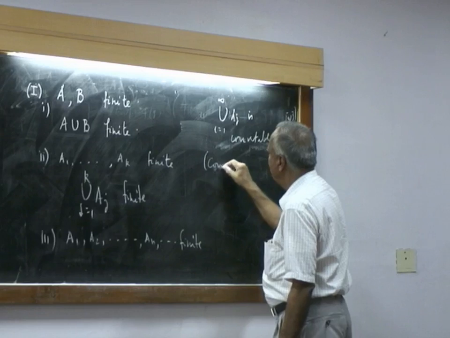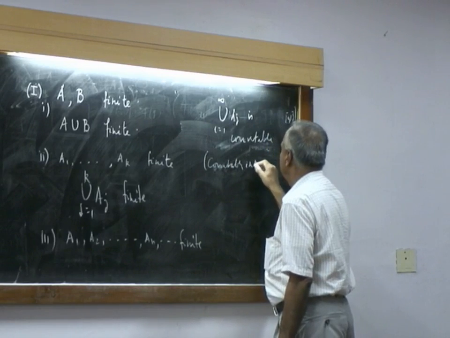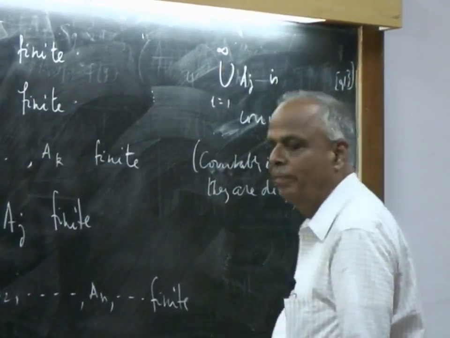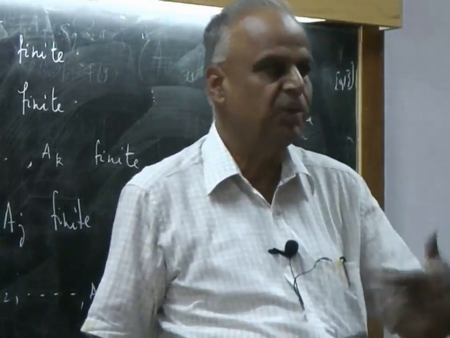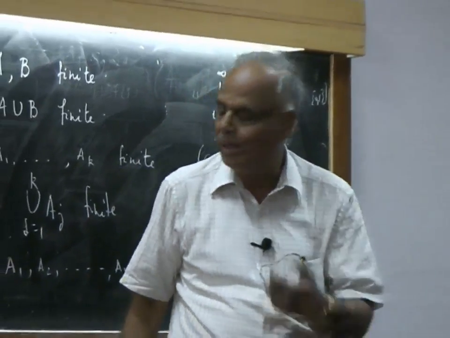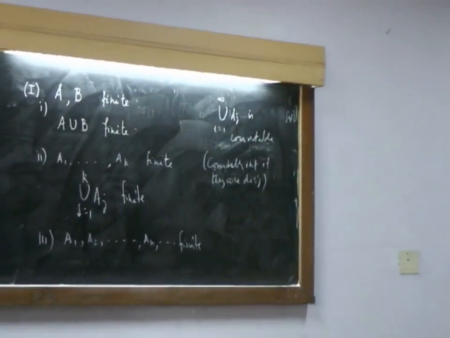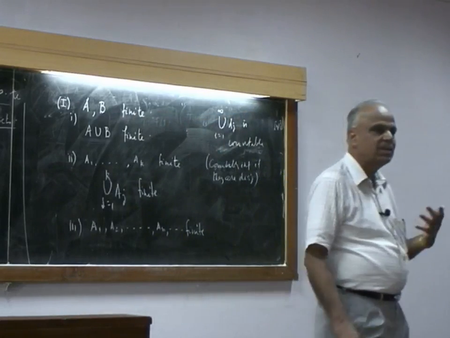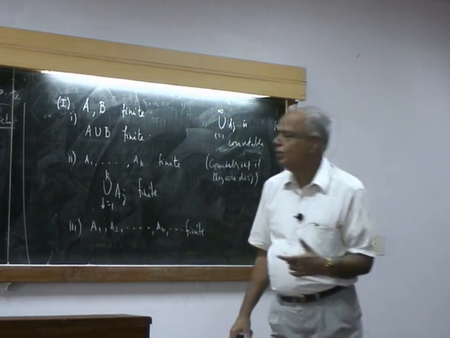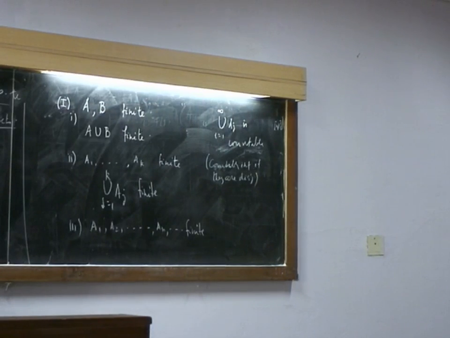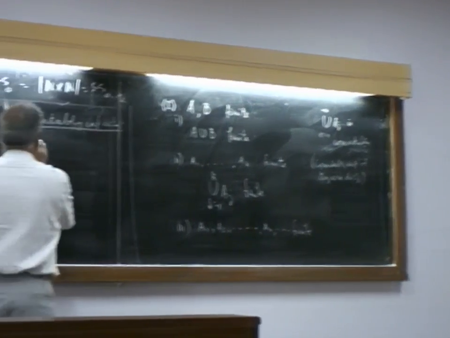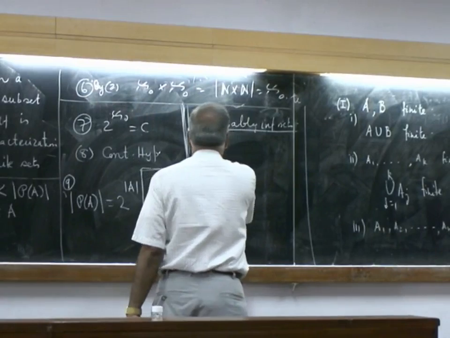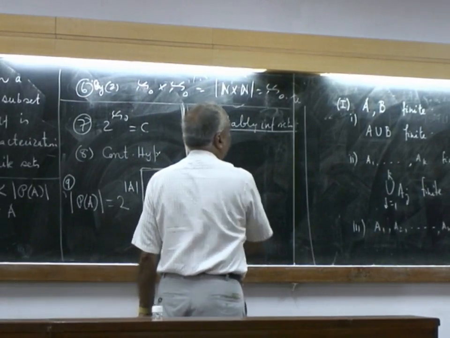And countably infinite if they are disjoint, for example. If they are disjoint, they are definitely countably infinite. Each fellow will come give at least one element, and therefore it will become countably infinite. So therefore, when I put together a finite number of finite sets, I know what happens. Now I want to look at what happens when I put together countably infinite sets. Okay. So now I am going to look at countably infinite sets.